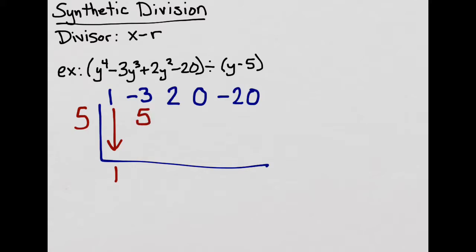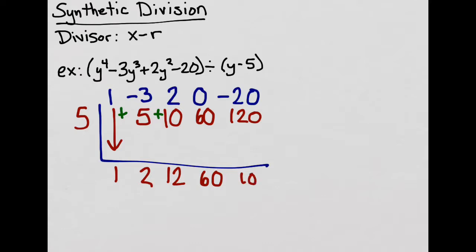Now I am going to be adding the numbers I get underneath my original coefficients. So when I add -3 and 5, I get 2. And then again, we're going to multiply the 5 and the numbers we get down here. So 5 times 2 is 10. So I will write down 10 underneath the 2. And I'm going to add those two numbers together to get 12. Multiply again by the 5, and that gives me 60. Plus 0 is just 60. Times 5 is 120. Plus the -20 gives me 100.